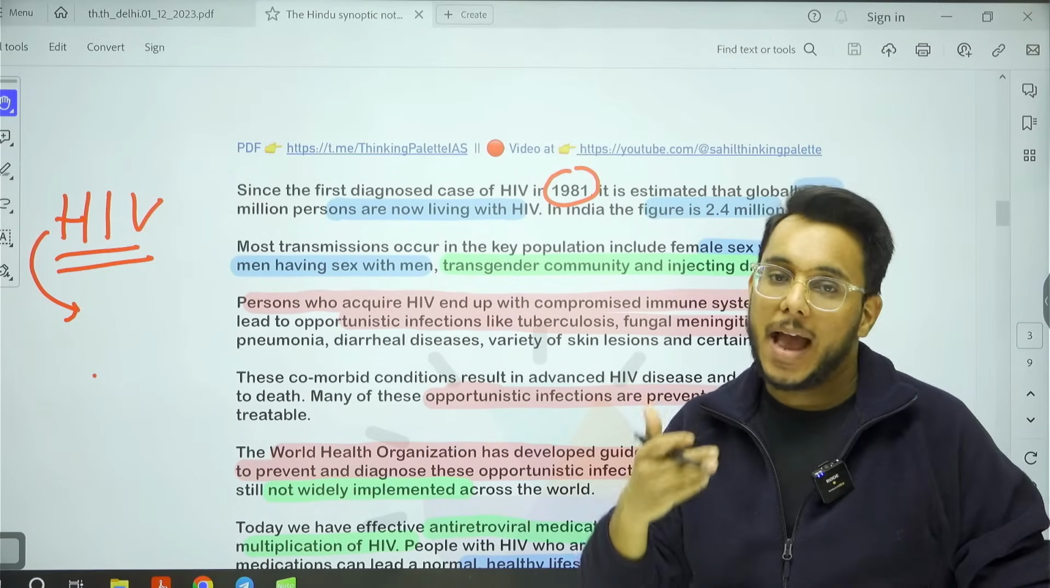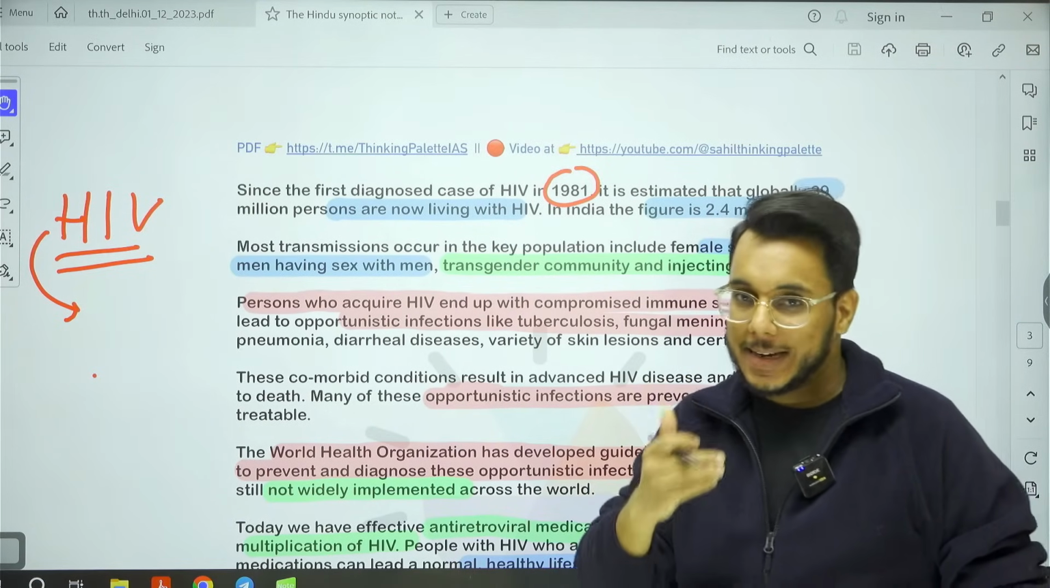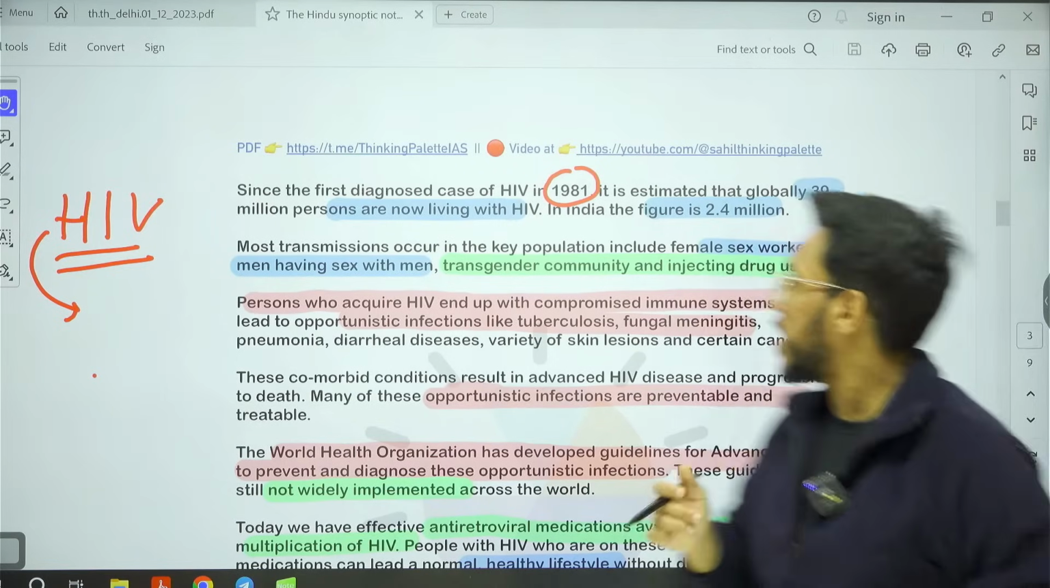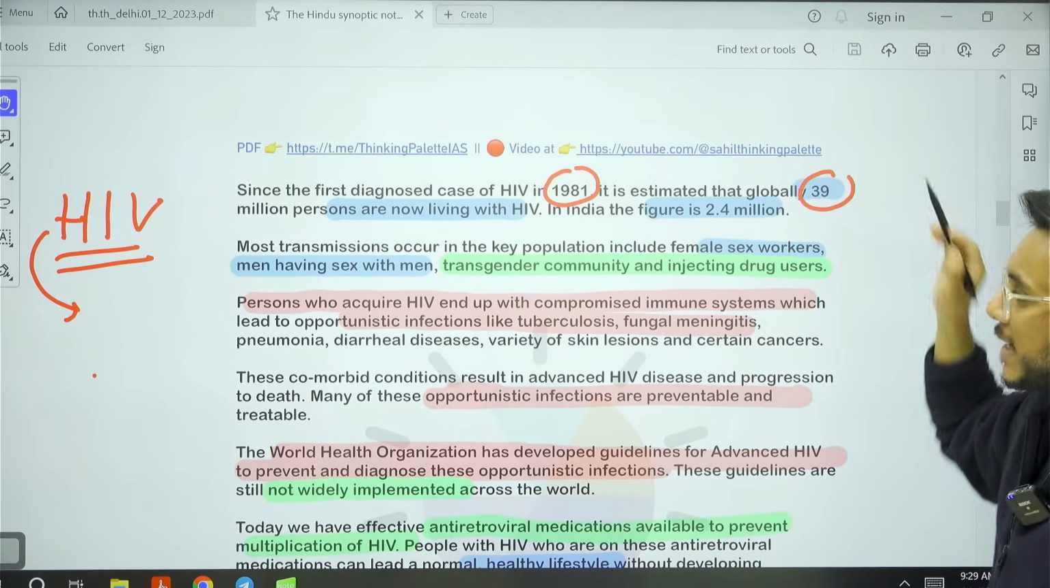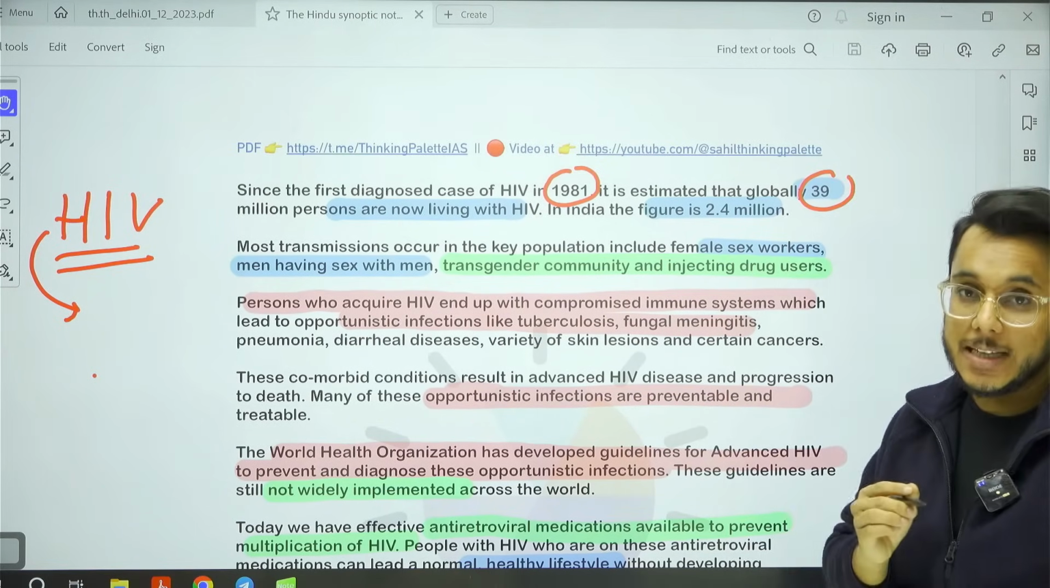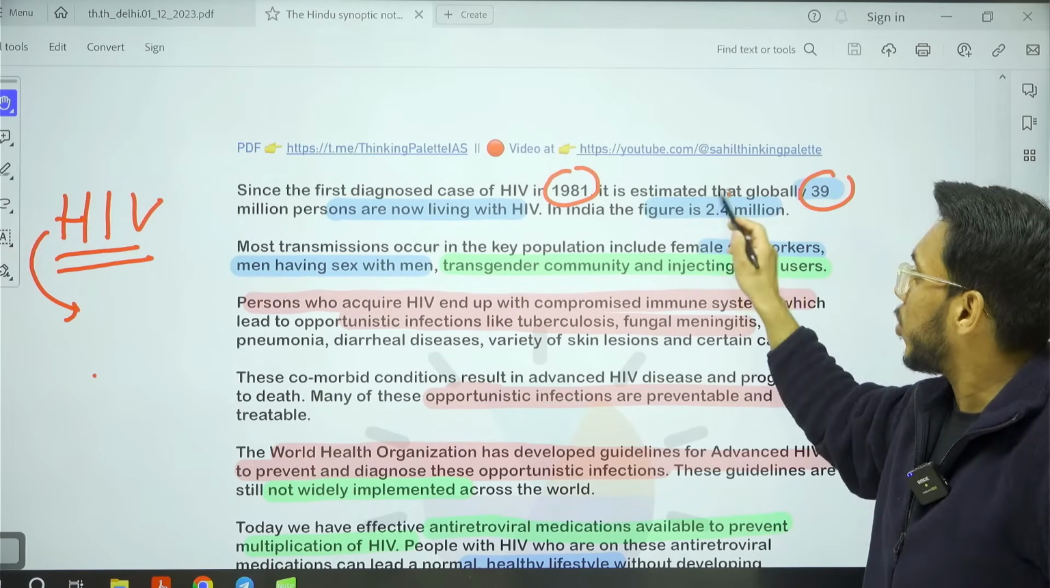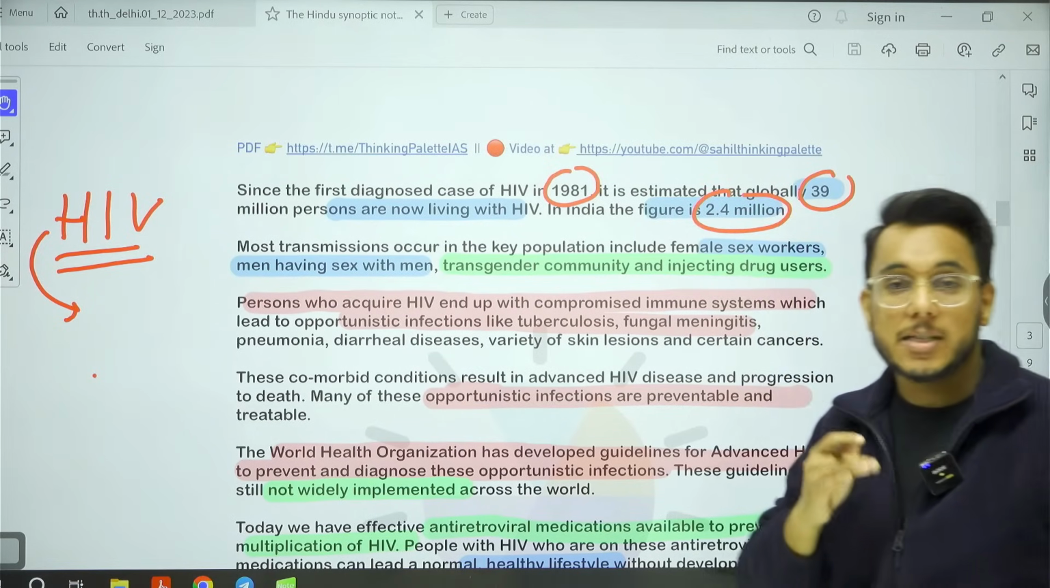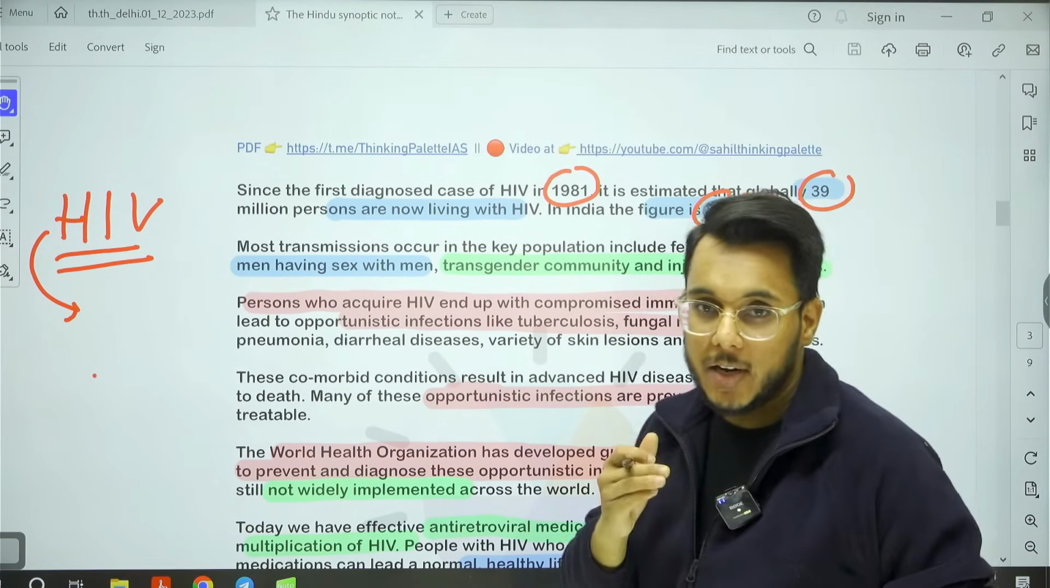the HIV/AIDS pandemic has started to spread. Guys, as of today, more than 39 million people are living with HIV. And in India alone, around 2.4 million, that is 24 lakh people, are suffering with HIV.